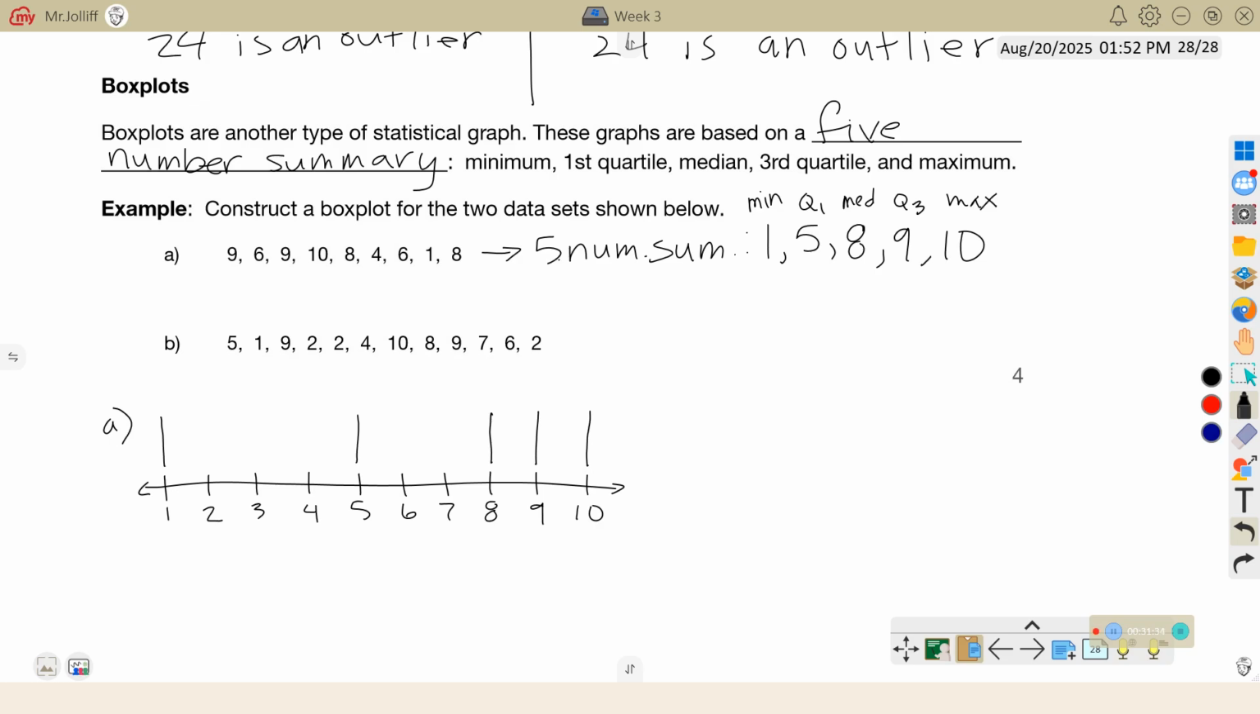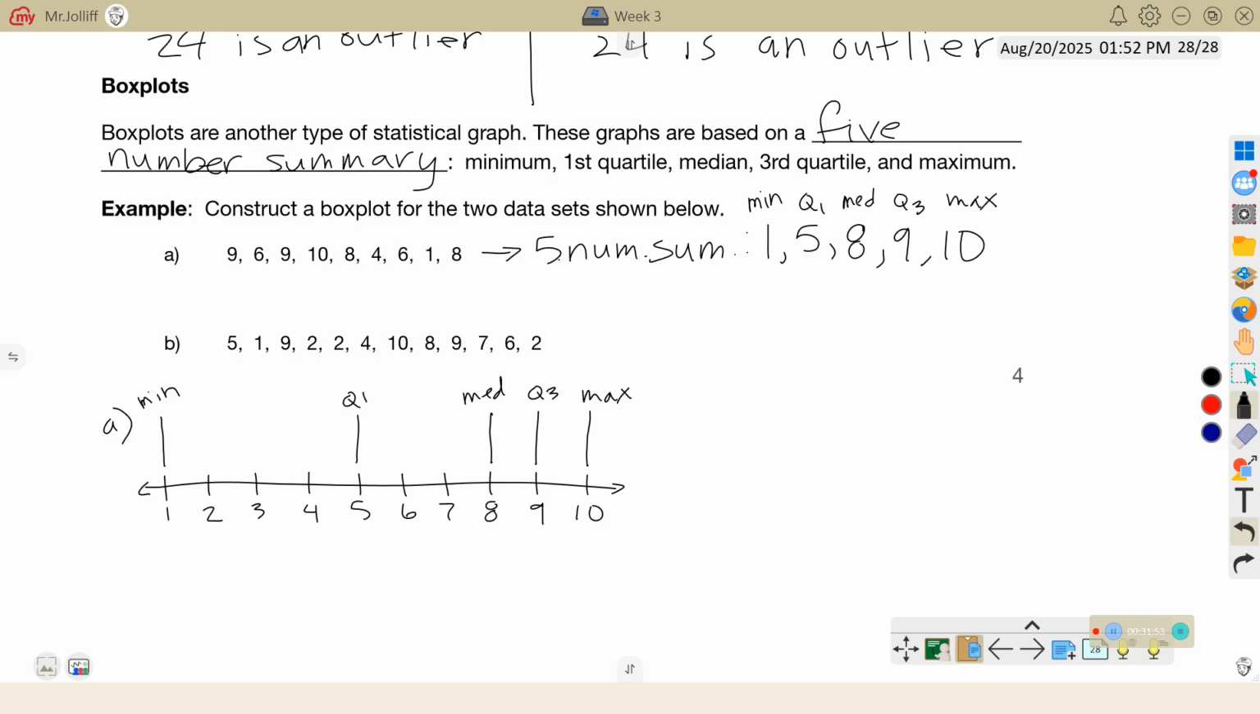I'm going to label them because this is the first time that we are making a box plot. You do not have to do this. You will not see statisticians do this usually. This is just to help us while we're learning. But that's what those 5 numbers represent.